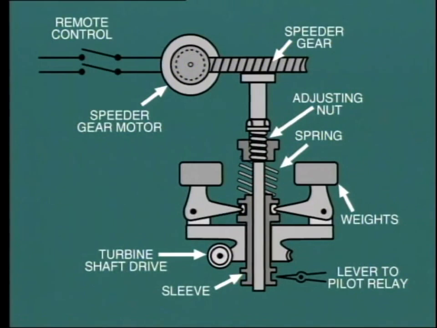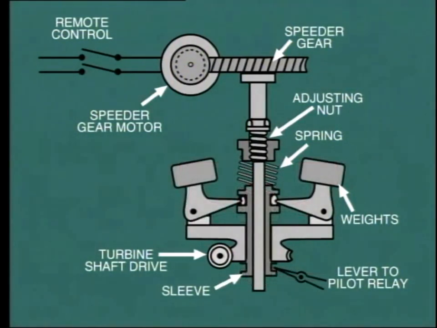Now let's take a closer look at the governor itself. This mechanical type centrifugal governor is driven directly from the turbine shaft through a gear drive. As speed increases, the weights fly outward due to centrifugal force and lift the sleeve against the compression spring. The sleeve itself is connected to the pilot relay, which in turn adjusts the control valve through the hydraulic servo mechanism.